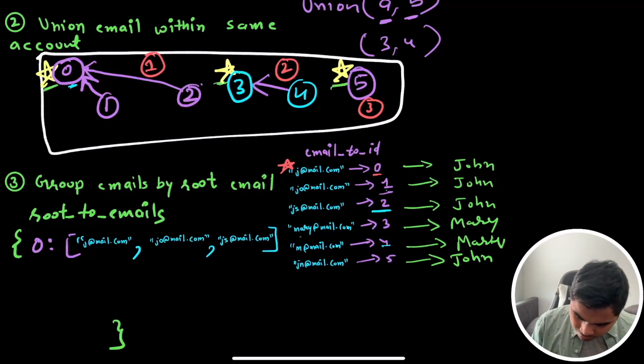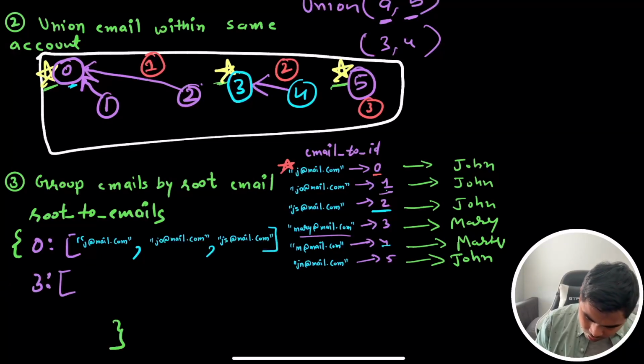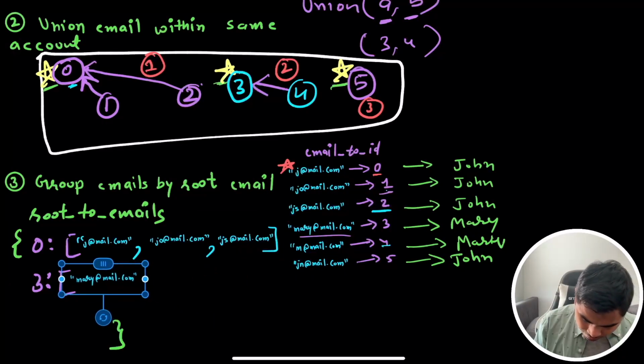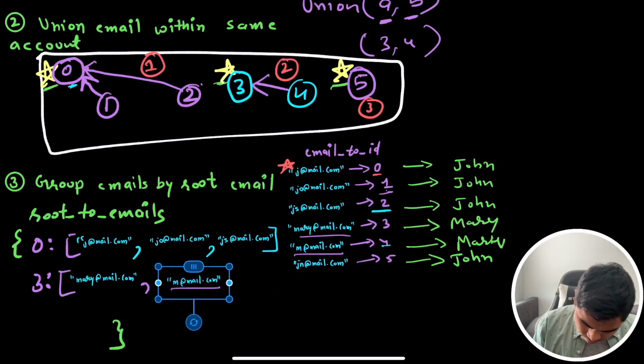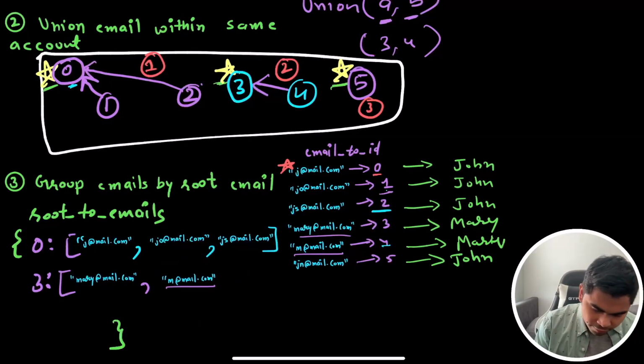Then let's visit Mary. Its ID is 3. 3's parent is 3 itself, so 3 will be the root, and then this email will be appended to its list. Now the next is m@mail.com. Its ID is 4. 4's parent is 3, so let's append it to the key 3. Now the last one is 5. That's a disjoint set itself, so 5 will be right here.